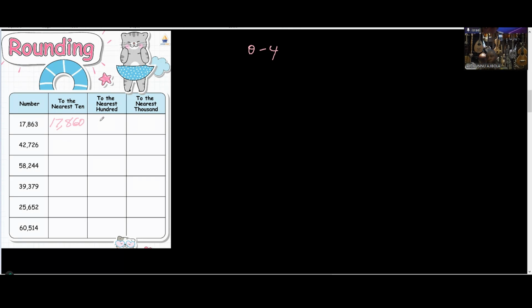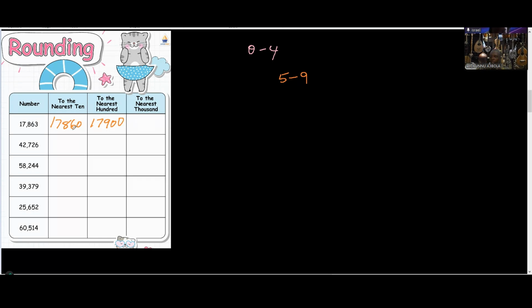What about the same number to the nearest 100? What number is in the place value 100? 8. So 17,860. For the 8, what's the number after the 8? Not before the 8. 6. So it falls between 5 and 9, so we round up. So we change the 8, it becomes 9. So that will be 17,900. Is that clear? Yes.